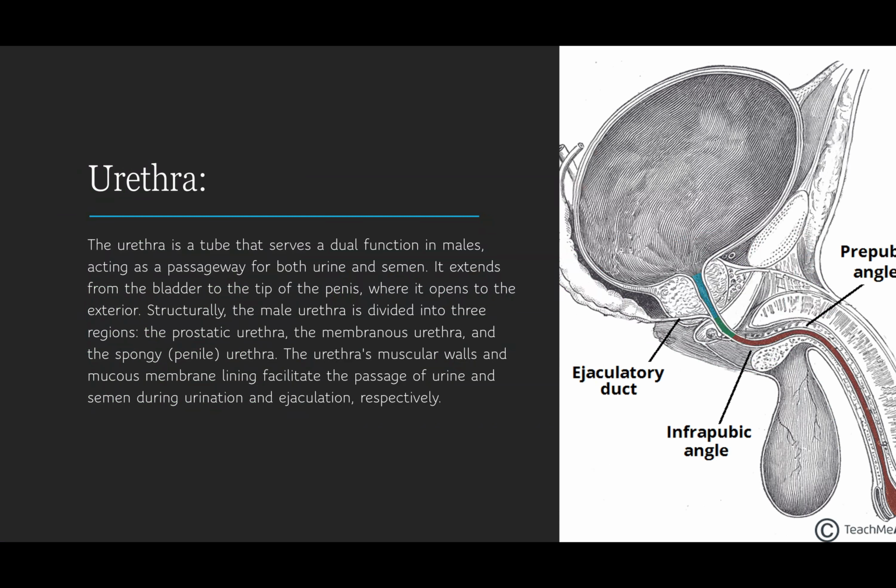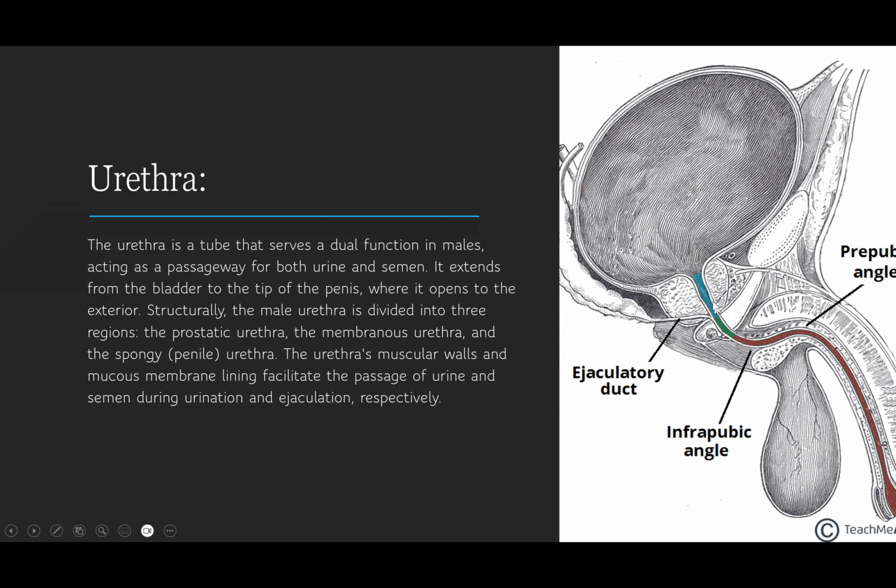Now the urethra. The urethra is a tube that serves a dual function in males, right? Acting as a passageway for both urine and semen. So it extends from the bladder to the tip of the penis, where it opens to the exterior, to the world itself, right? Structurally, the male urethra is divided into three regions: the prostatic urethra, the membranous urethra, and the spongy or penile urethra. The urethra has muscular walls and a mucous membrane lining that facilitates the passage of urine and semen during urination and ejaculation, respectively.